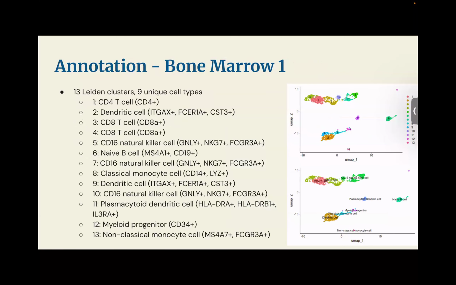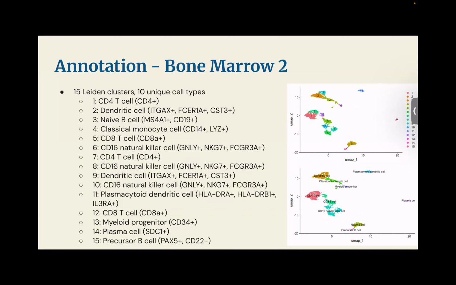And next up, finally, I annotated the cells. This is for bone marrow 1. I ended up with around 13 Leiden clusters and 9 unique cell types: CD4 T cells, CD8 T cells, CD16 natural killer cells, plasmacytoid dendritic cells, naive B cells, myeloid progenitors, classic monocytes, dendritic cells, and non-classic monocytes. These are some of the clusters and their annotation labels and some of the marker genes I used, but due to time constraints I won't be going over all of them. They'll be in the final report.